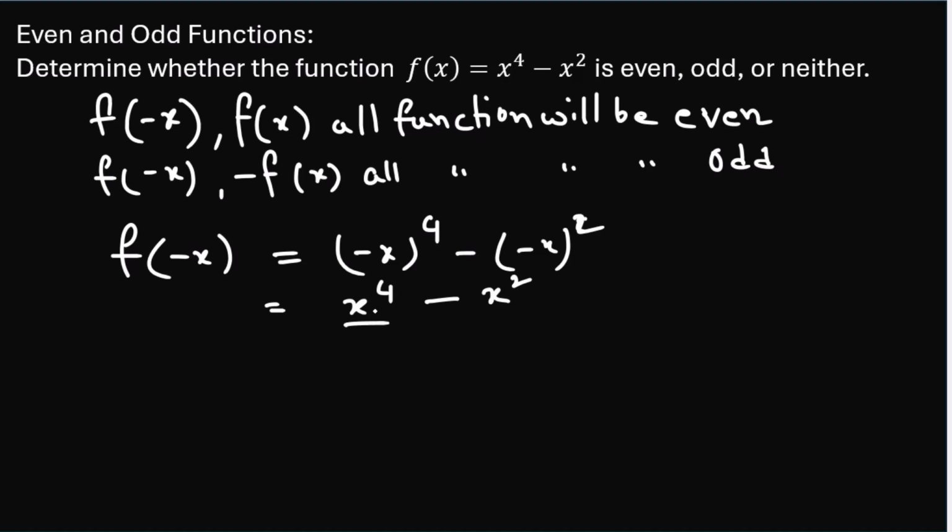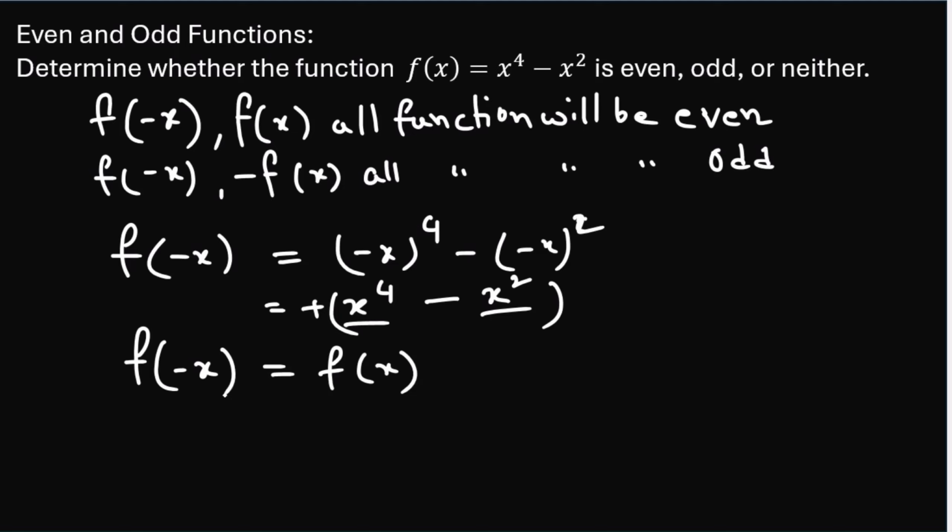So f of minus x equals x to the power 4 minus x square, which is the same as f of x. So f of minus x satisfies positive f of x. So here the function is even.